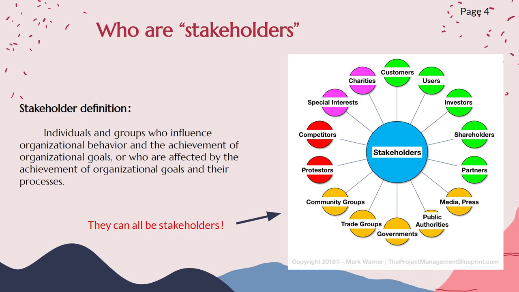So, what are stakeholders? Stakeholders are individuals and groups who influence organizational behavior and the achievement of organizational goals. If a company has an influence on someone or something, then the company cannot ignore these entities. So the definition of stakeholder is broad. Anything you can imagine that can be influenced by the company can be a stakeholder.